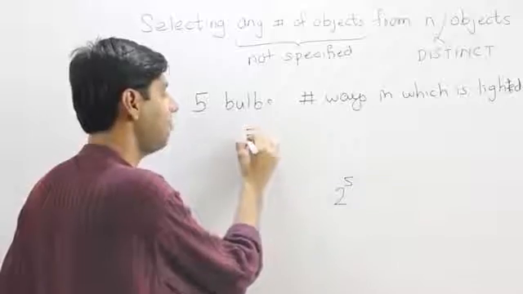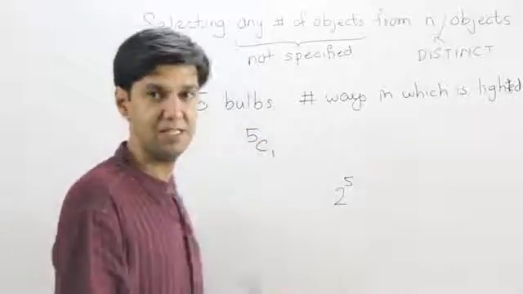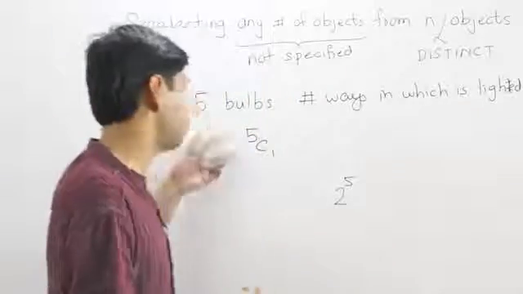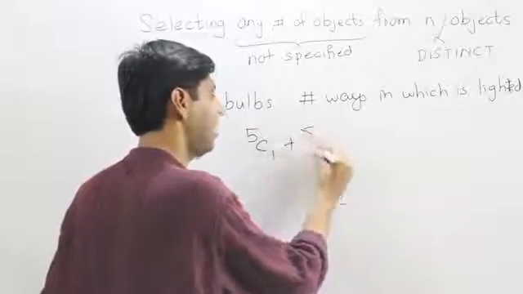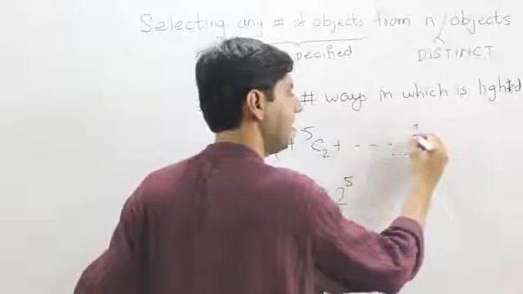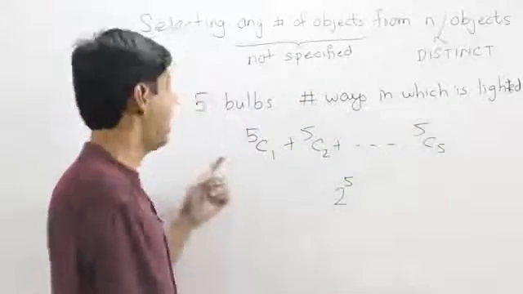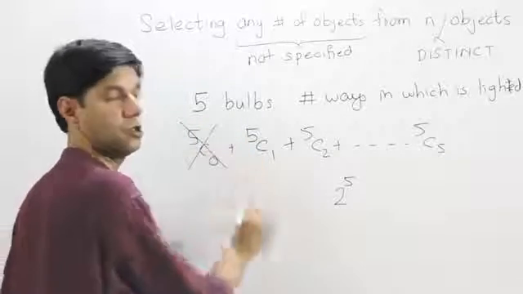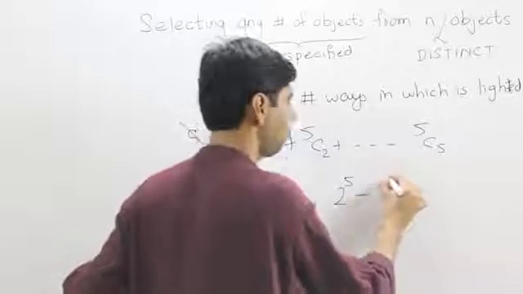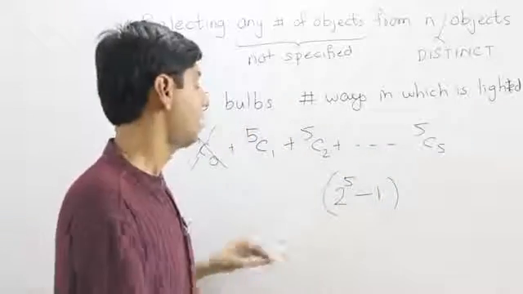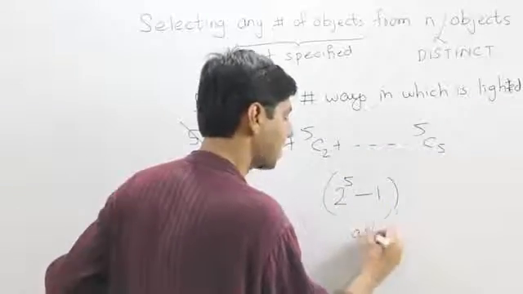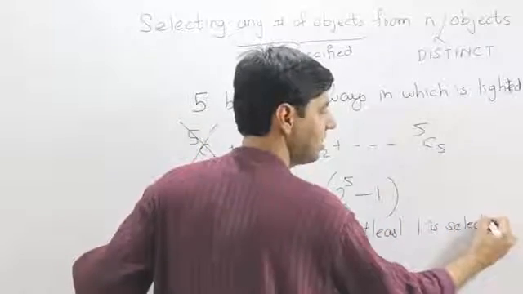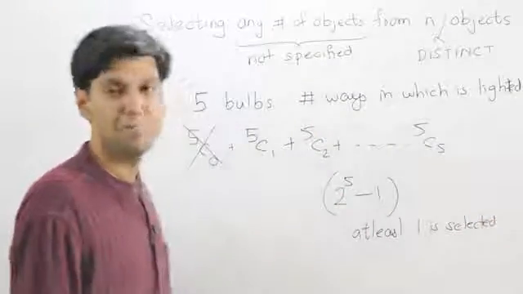So out of 5, one bulb could be lit in 5C1 ways. Think there are just 5 bulbs. This could be lit as one way. Another one could be lit as a second way, and so on. That is 5C1, 5C2, and so on, right up till 5C5. But the difference here is that 0 bulbs being lit is not acceptable. So to correct our answer, we just need to do 2 raised to 5 minus 1. So this minus 1 is always when at least 1 is selected. Whenever we have at least 1 selected, we need to do a minus 1.